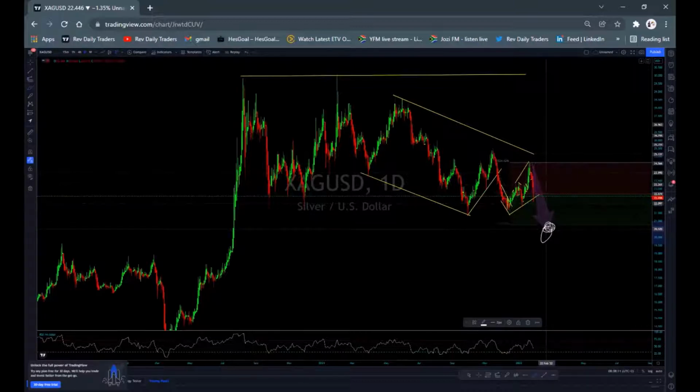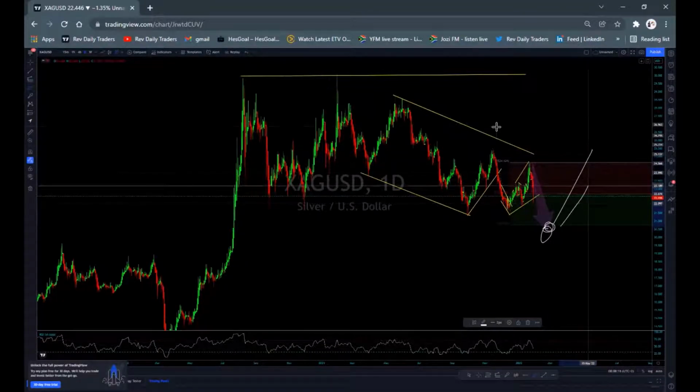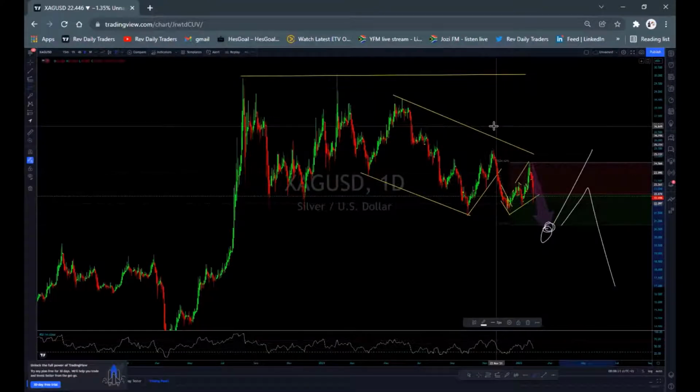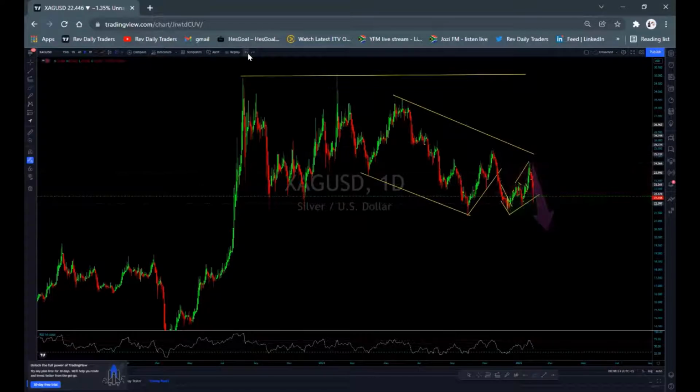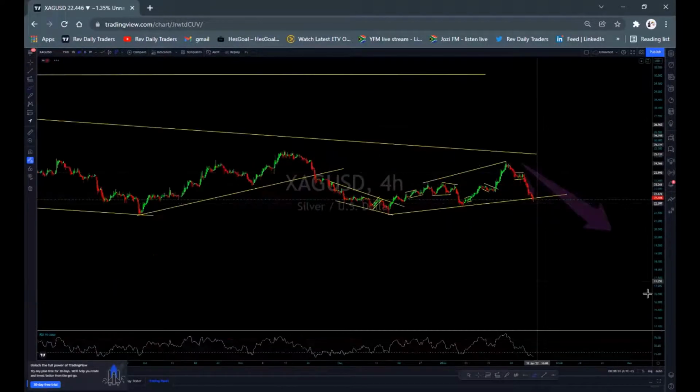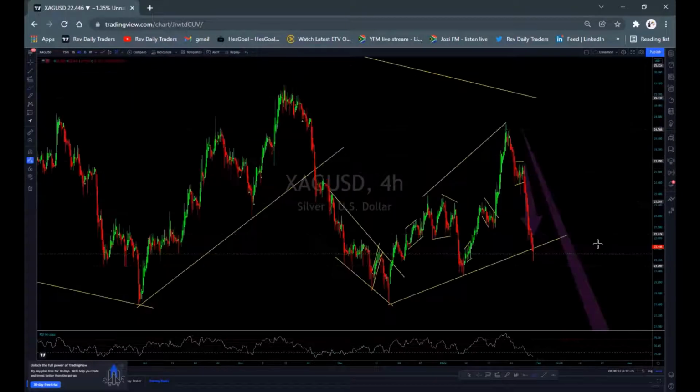We're expecting this zone to be exposed, then we expect another rise or a correction here, then another drop on silver. Then if we go to a lower time frame, there was a selling opportunity on silver, guys.